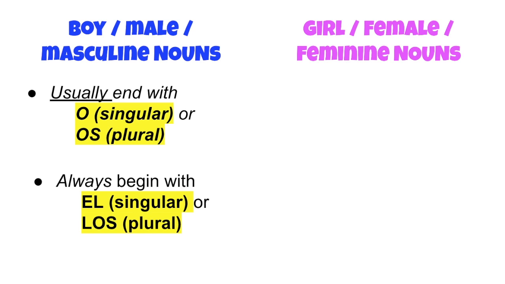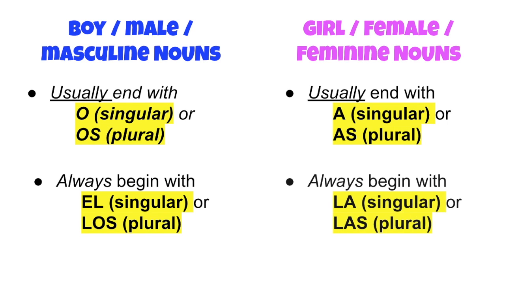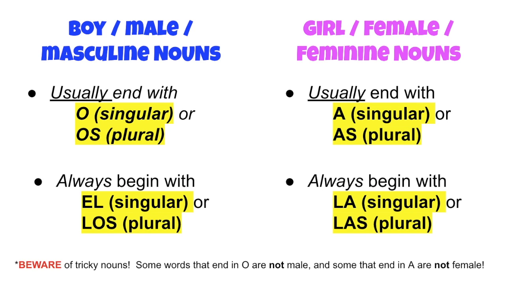Girl, female, or feminine nouns usually end with an A or AS if plural, and always begin with la or las in front. You can usually rely on the ending of the word, but you can always rely on the beginning. And beware, there are some tricky nouns. There are some words that end in O that are not male, and some that end in A that are not female. So let's put these rules to the test with our words from earlier.